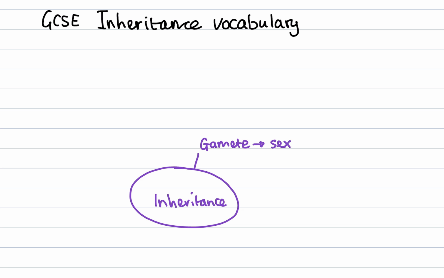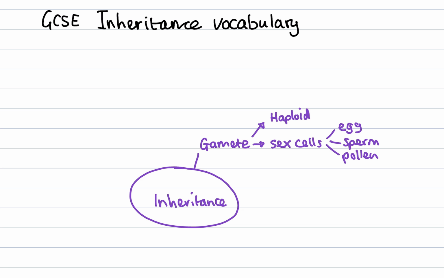Gametes are sex cells. These are also known as egg cells, sperm cells, and the one that students often don't know, pollen. Pollen is the male gamete in a plant. These gametes all have something in common. They all have only half the number of chromosomes, also known as the haploid number. Sometimes at school you may just learn one set of chromosomes, but if you're doing triple science, specific exam boards will require you to know that word, haploid.